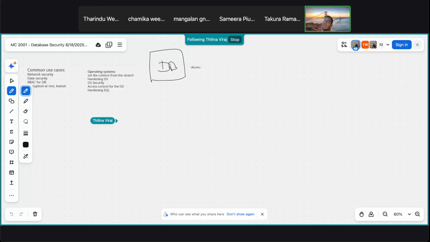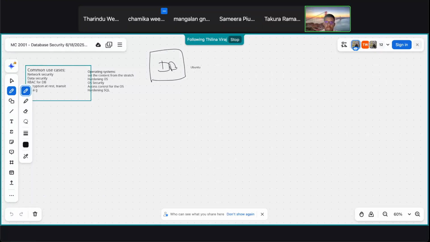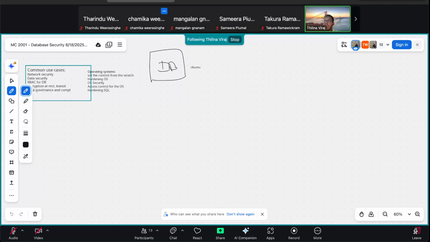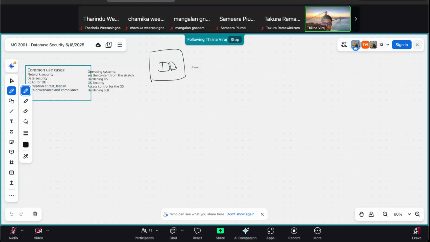What else do you think? Data governance and compliance issues. Okay, I mean, that can be, yeah, but it will again be categorized into, right? What else?